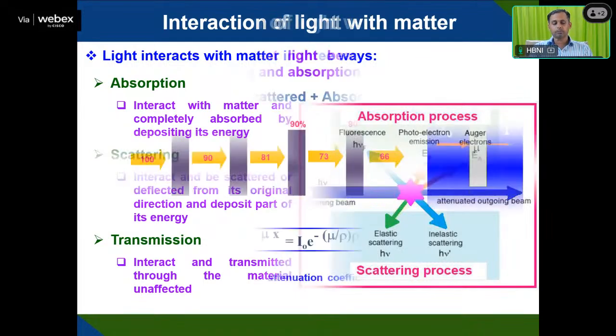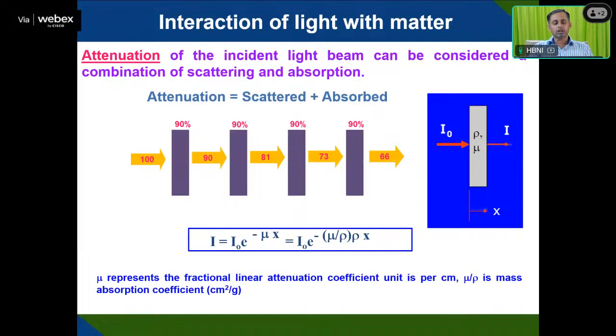So this process, complete absorption is quite difficult. So there is a terminology called attenuation. Attenuation is nothing but scattering plus absorption, the summation of both. The incident light beam can be considered as a combination of scattering and absorption.